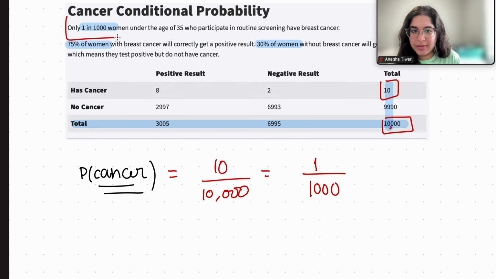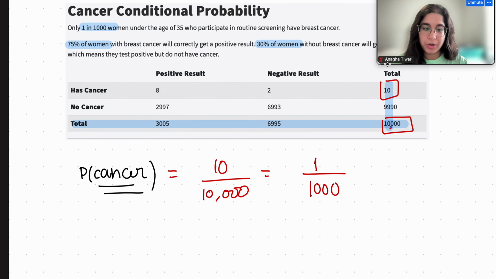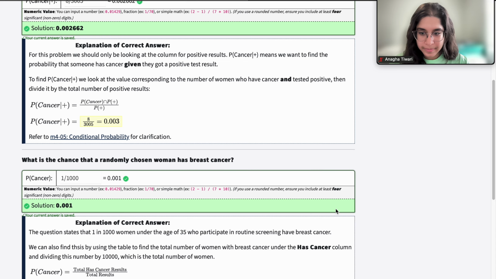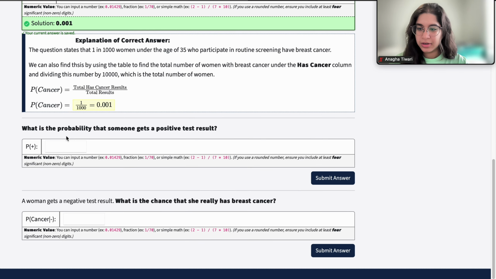And it kind of tells you in the question too. So that's another way that's correct, right? Here we're just looking at the total number of people. Out of these 10,000 people, 10 have cancer. So our probability is just 1 out of 1,000 or 10 out of 10,000. And that's correct. And now we're looking at what is the probability that someone gets a positive test result.